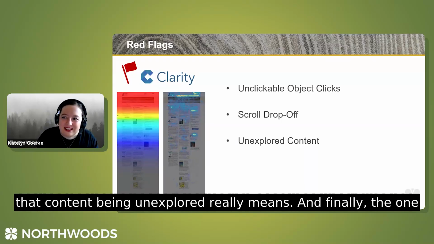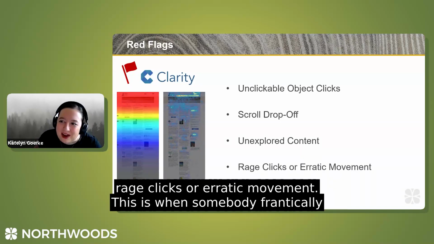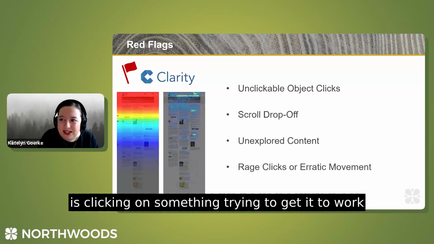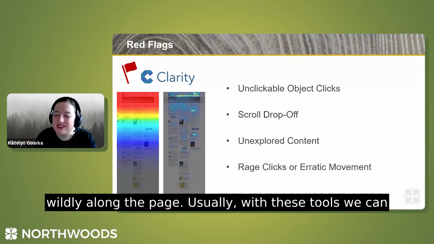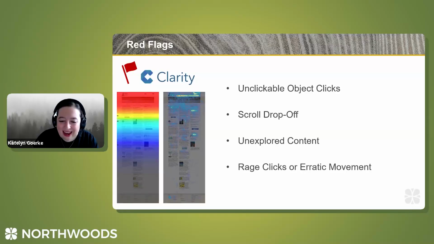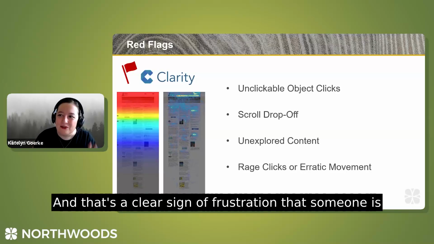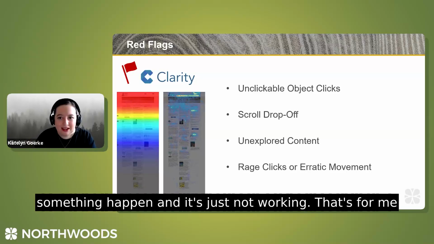And finally, the one that I think is the biggest tell is something called rage clicks or erratic movement. This is when somebody frantically is clicking on something, trying to get it to work, and it's not doing anything. Or they're moving their mouse wildly along the page. Usually with these tools, we can get sort of recordings of these engagement moments as well. And that's a clear sign of frustration, that someone is struggling to use your site, that they're trying to make something happen and it's just not working.